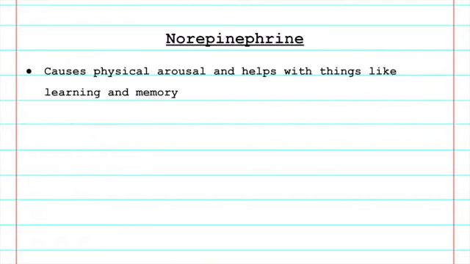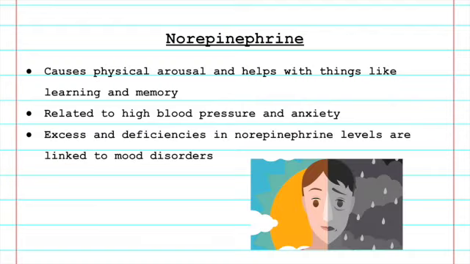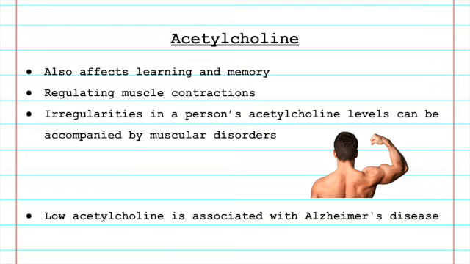Norepinephrine causes physical arousal and helps people with things like learning and memory. It is also the neurotransmitter that is related to high blood pressure and anxiety. Excess and deficiencies in norepinephrine levels are linked to mood disorders. Acetylcholine also affects learning and memory, but has the addition of regulating muscle contractions. Irregularities in a person's acetylcholine levels can also be accompanied by muscular disorders. Low acetylcholine is associated with Alzheimer's disease.